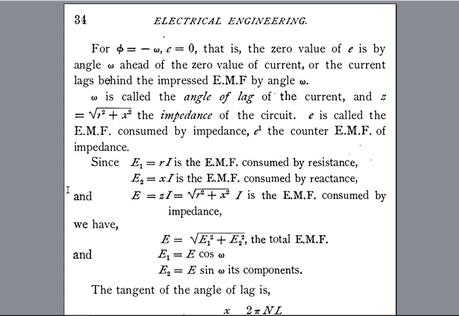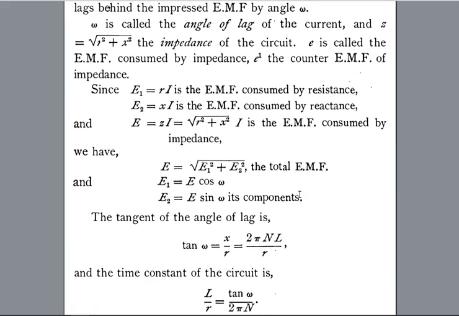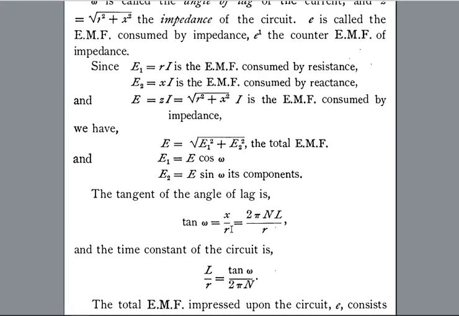Since E1 equals Ri is the electromotive force consumed by resistance, and E2 equals Xi is the electromotive force consumed by reactance, and E equals Zi equals square root of E1 squared plus E2 squared, is the electromotive force consumed by impedance, we have E equals square root of E1 squared plus E2 squared, the total electromotive force, and E1 equals E cosine omega, E2 equals E sine omega, its components.